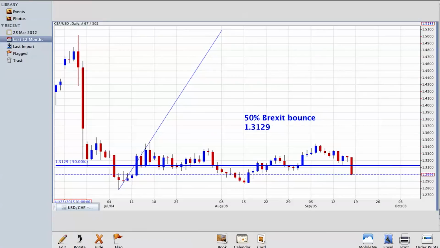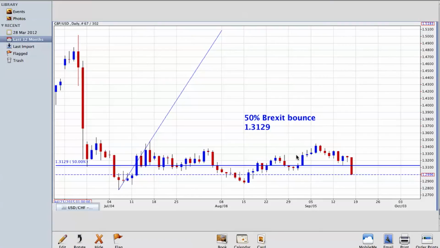If we have a look at the Brexit bounce on the pound against the US dollar, the 50% of the Brexit bounce sits around the 131.29. So traders need to keep their eye on that crucial 131.29 if we do see any upside in sterling, and that's a key pivotal area for the sterling bulls.